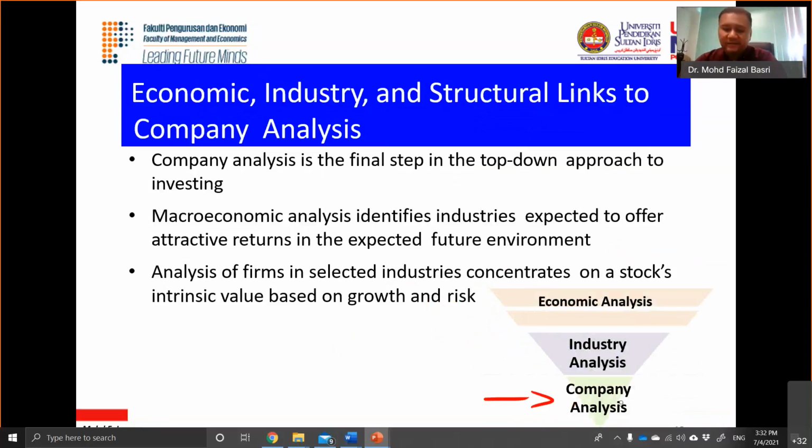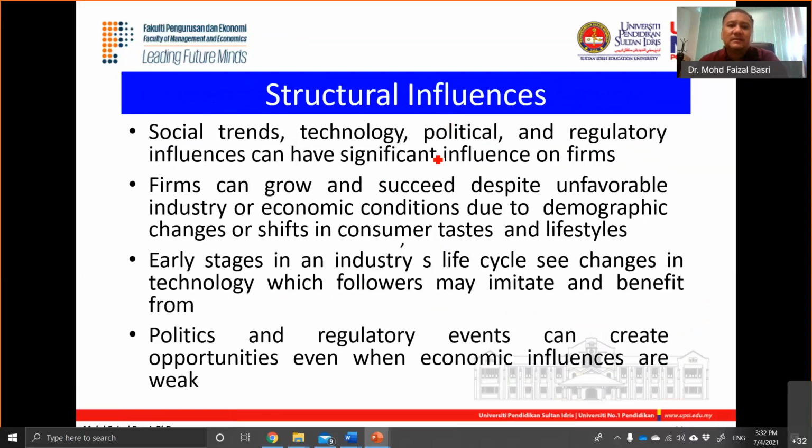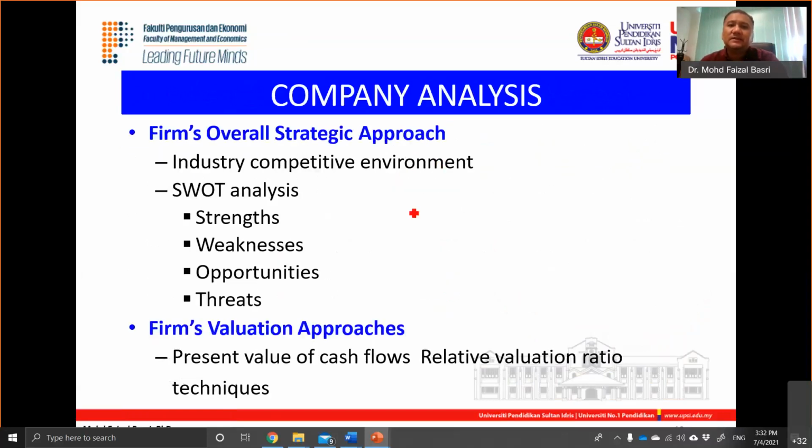Okay, just give me a few seconds before I take a break. For company analysis, you're gonna see we have two categories, or two approaches in company analysis. This one already discussed the economic industry influences, right? So here are the approach. We have the first part here.